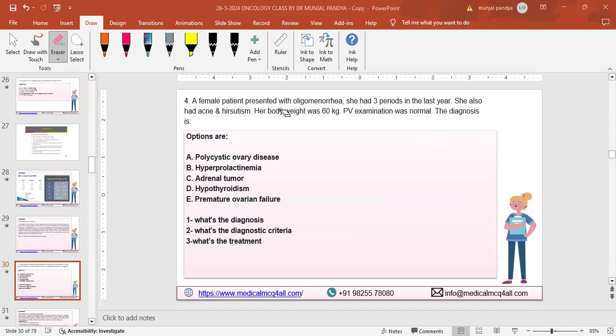Yes, Misha. Dr. Misha, Dr. Ahmadi, Dr. Bhuwana, anyone can speak up. How do you diagnose polycystic ovarian disease, one by one?